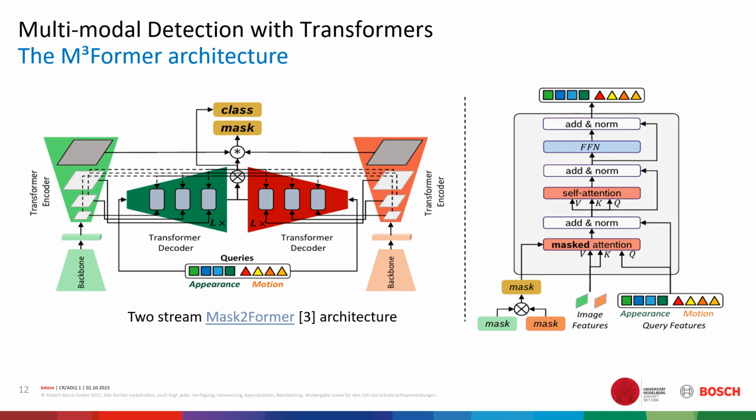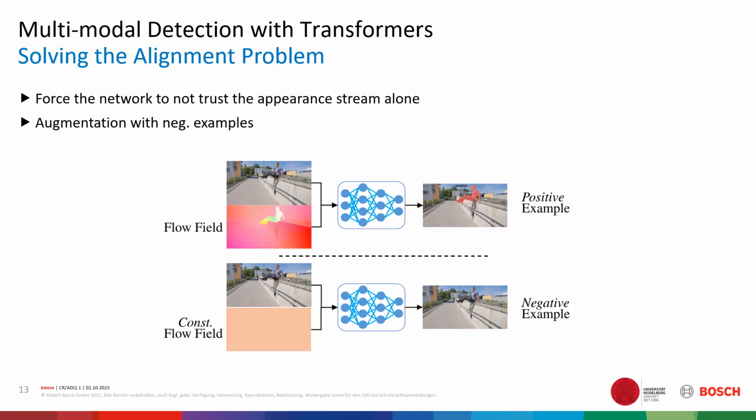Since it is a query-based detector, we have a fixed set, for example, 100 object queries. Since we have an appearance and motion stream, we have two sets of features and two sets of queries. Features are combined with the attention mechanism on multiple scales of the feature pyramid and exchange information with both sets of queries.